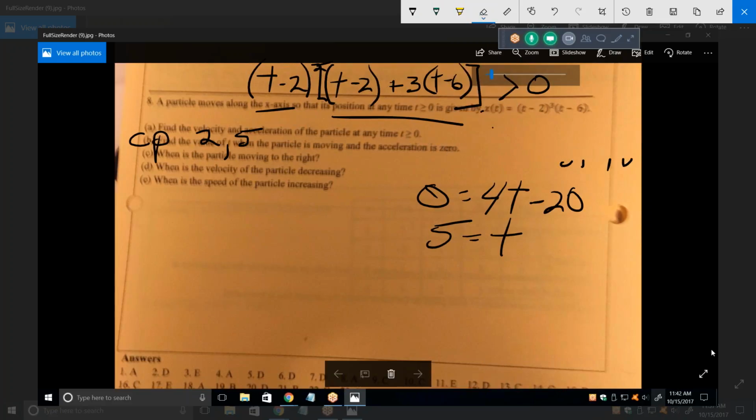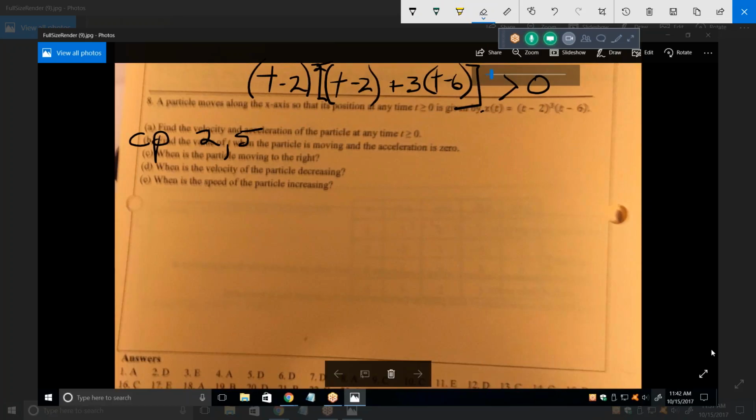Now, let me show you what to do with those critical points. It's called a line chart. You've dealt with it in the past before. You put your critical points on there, 2 and 5. You don't put 0 on there, because there's only 3 things that can happen. Anything to the left of 2 is either going to be plus or minus, anything between 2 and 5 is either going to be plus or minus, and anything to the right of 5 is going to be plus or minus. And you just plug it into the equation to figure it out.